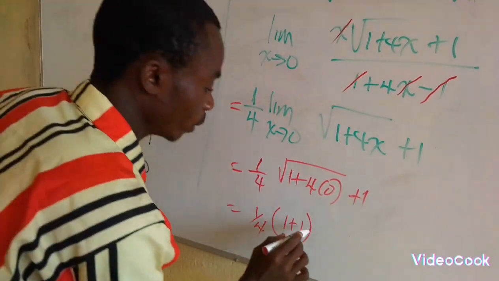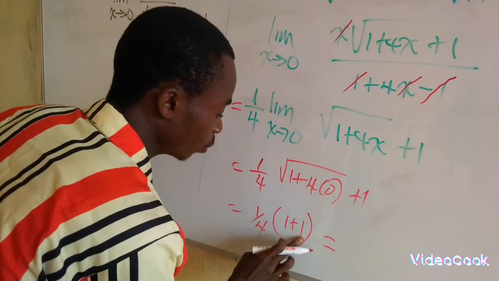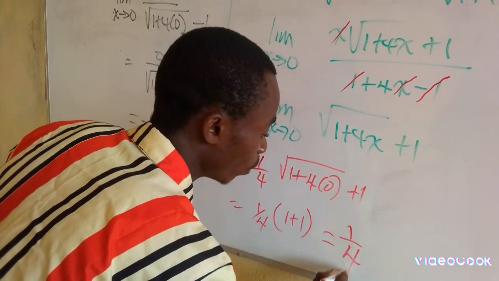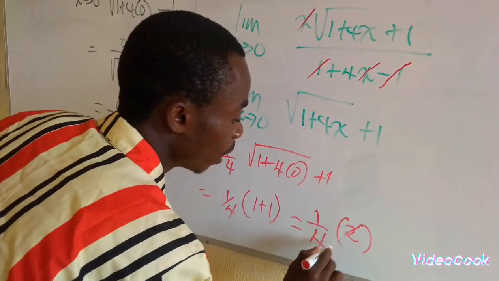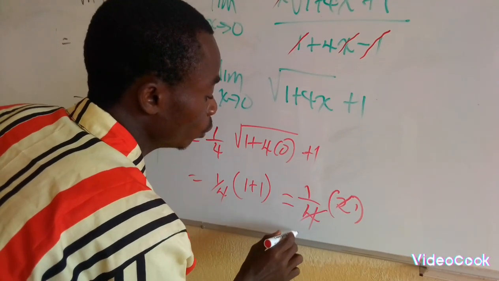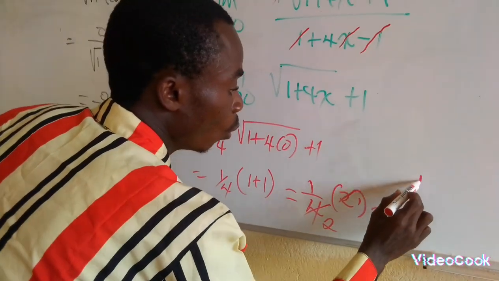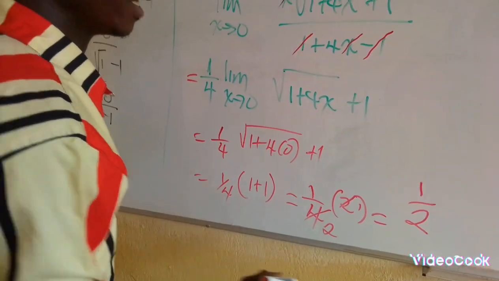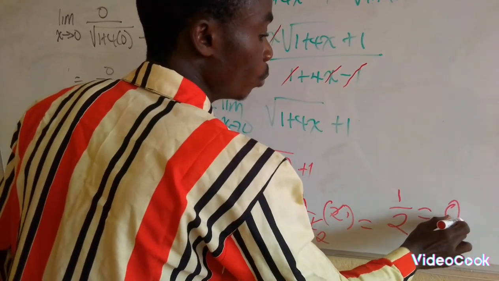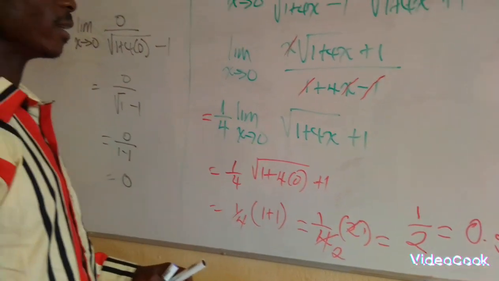So we have 1 plus 1, which is 2. Then 1 over 4 times 2, that is 1 over 8. 2 into 8 is 4 times, so 1 over 8 gives us 1 over 4. Sorry, we have 1 over 4 times 2, so that means 1 over 2. 1 over 2 is simply 0.5. Thank you, and that's it as the answer. We are done.